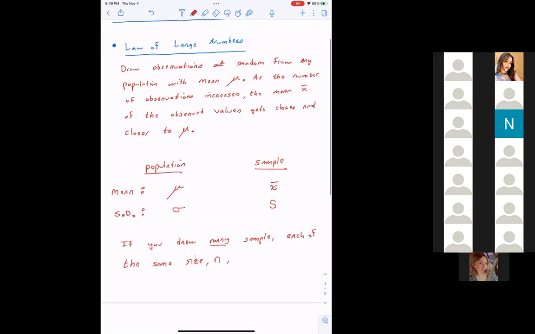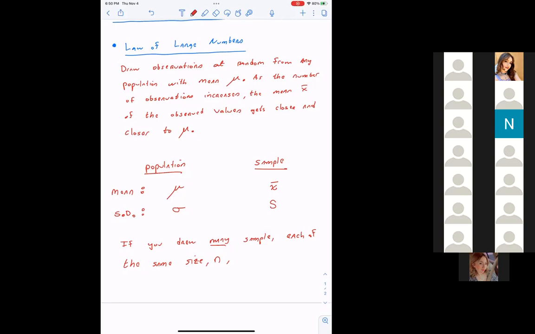So let's think about this for a second. Suppose you have a population, some mean, some standard deviation. If I take a sample from this population, will I get the same average every single time? No. Probably not, right? Unless I'm really lucky. Chances are I wouldn't get exactly the same result every time. Would I get the same standard deviation every time?